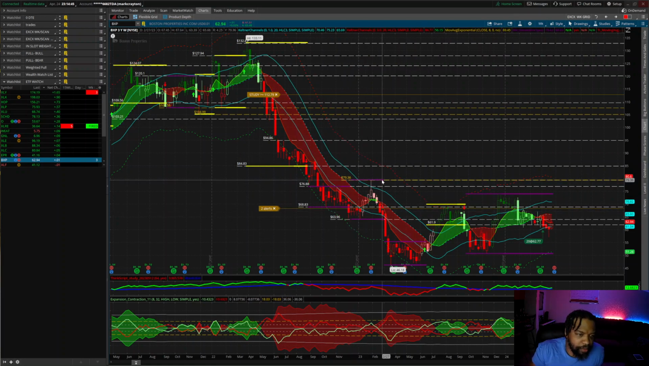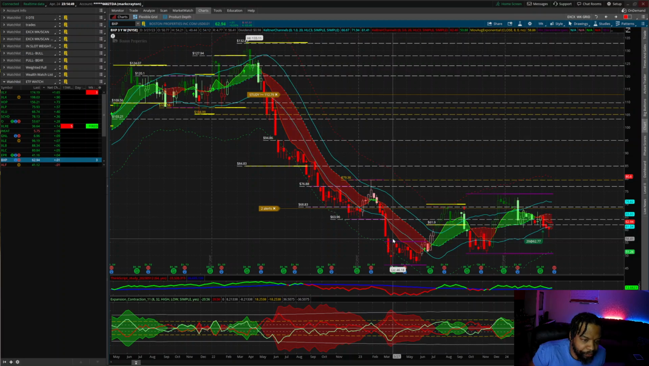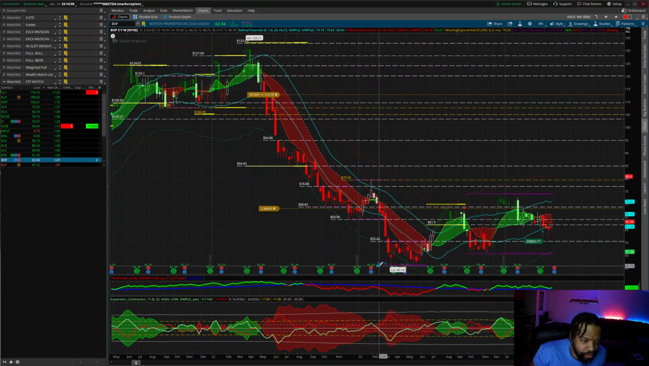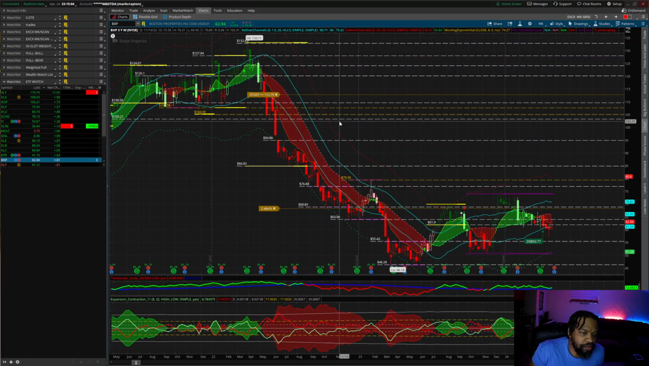Rotational level established. Broke. Even paused here. Broke down, continued, and formed a new rotation down here. Boom. Another one here, on the low side. So there's that. There's how you mark up your charts, right?